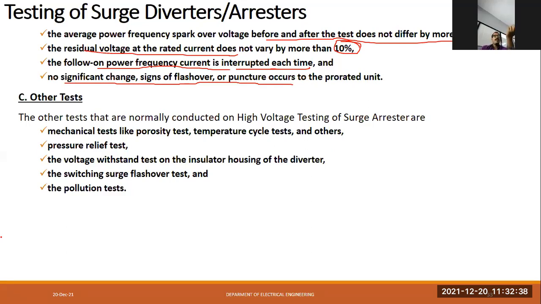Then what are the other tests? The other tests in such diverters are the basic test, that is a routine test, mechanical tests like the porosity test, temperature cycle test, and others like pressure relief, then voltage withstand test, as we had already seen in the insulator problem, then the switching surge flashover test, and the pollution test. So these are the various types of tests carried out on surge diverters, or we can say surge arresters.